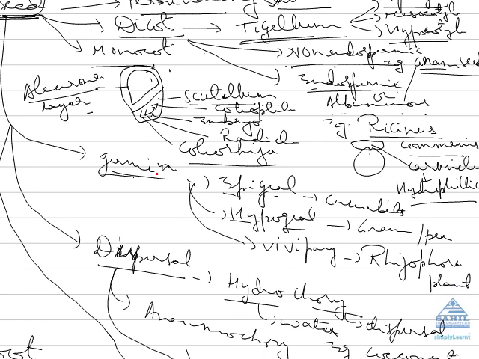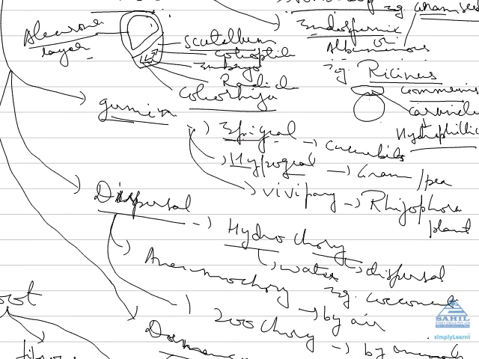Now coming to germination of seed. We have two types of germination: epigeal and hypogeal. In epigeal germination, the cotyledon comes above the soil, while in hypogeal, the cotyledon stays below the ground. Example, gram or pea. Now coming to viviparous, when the seed germinates inside the fruit itself, like in Rhizophora plants found in the Sundarban deltas.